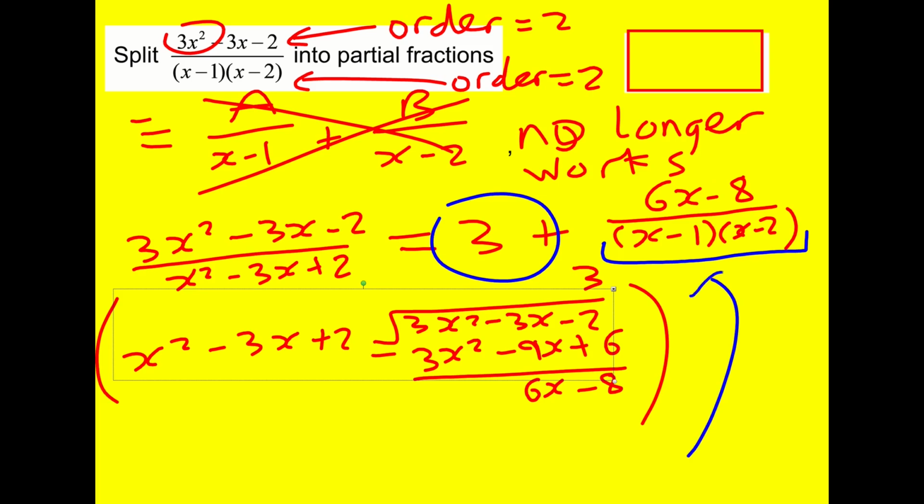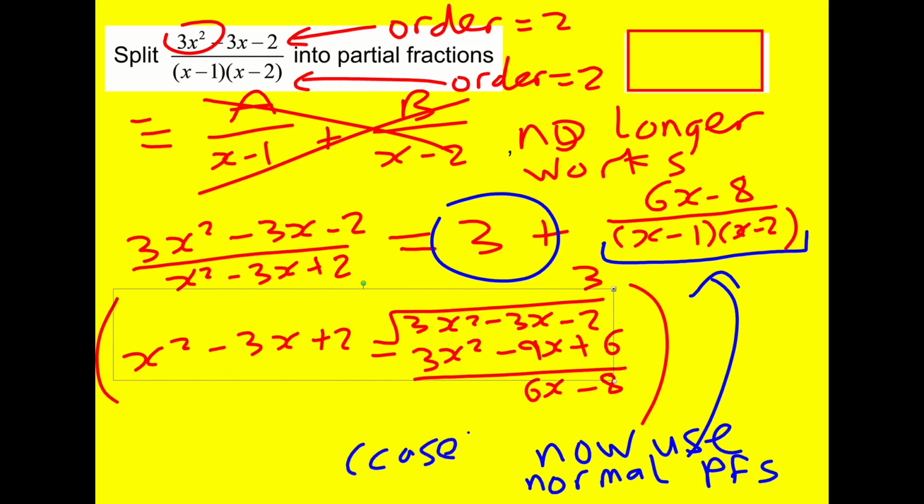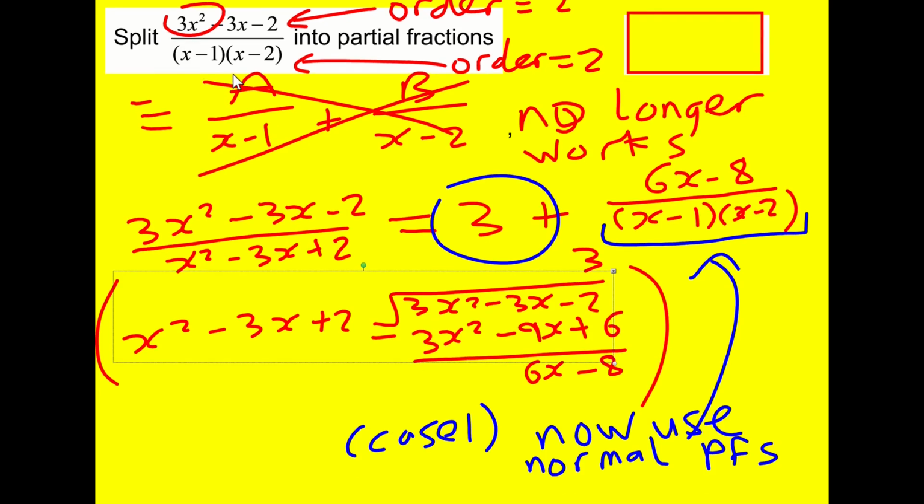Okay, so now use normal partial fractions. And do you know what? I don't think I'm going to do that here. You know how to do that. In this particular case, it's case 1. And I just think it's wasting your time and my time if I go back through doing case 1. Just done it. But that is how we can split something into partial fractions which has a numerator that has a degree greater or equal to the denominator.